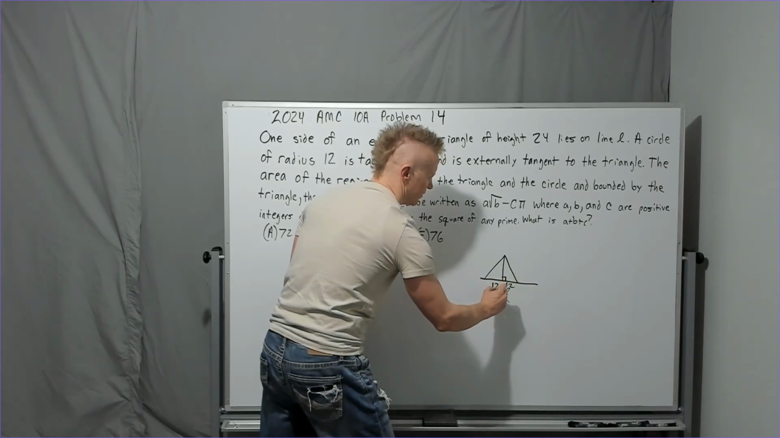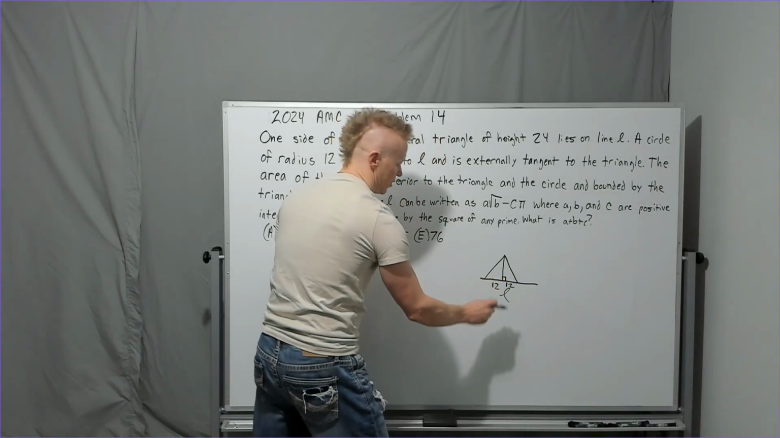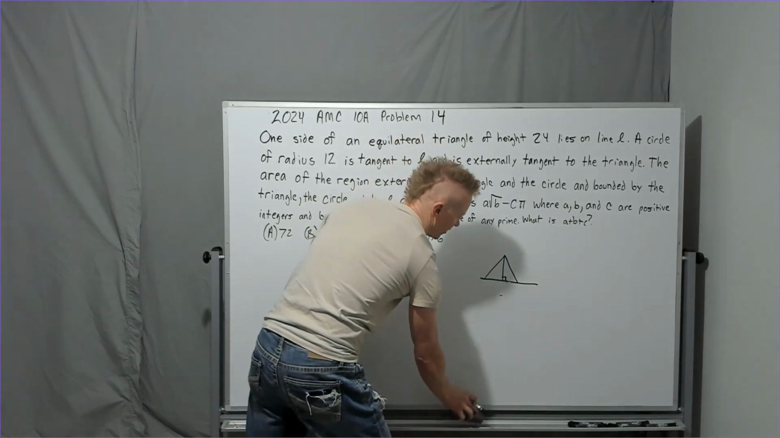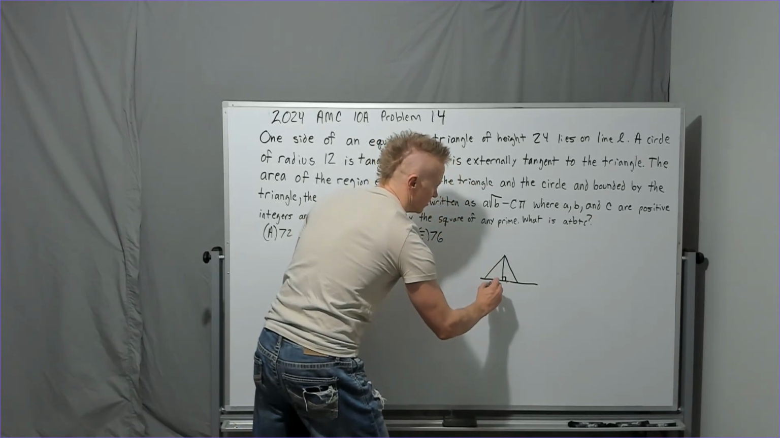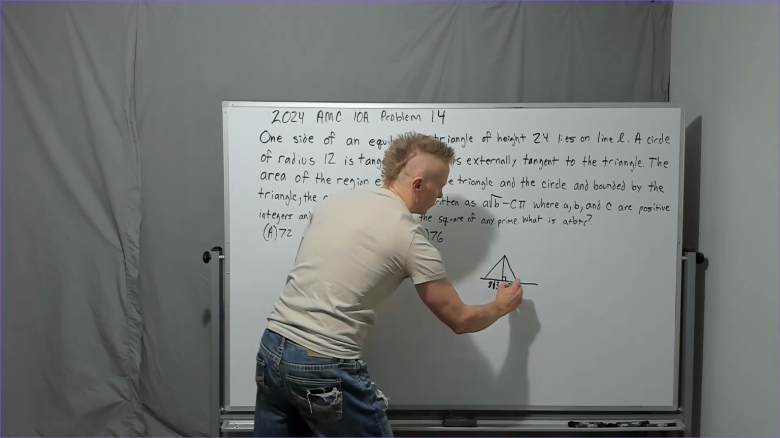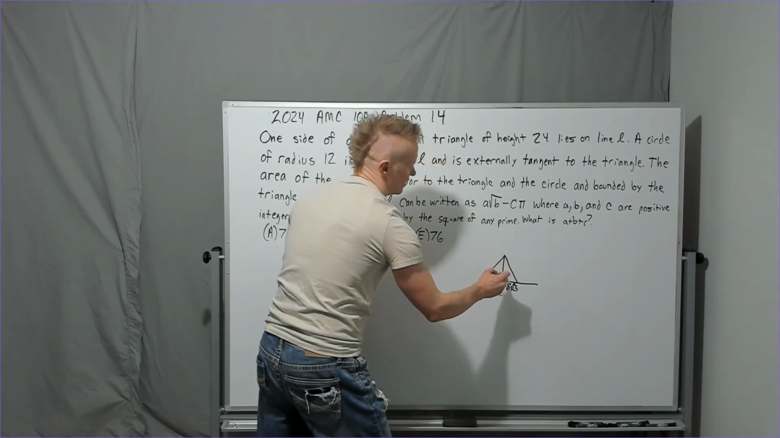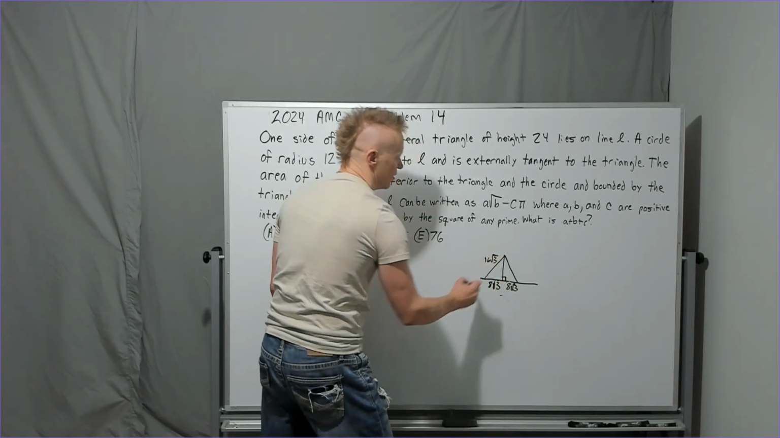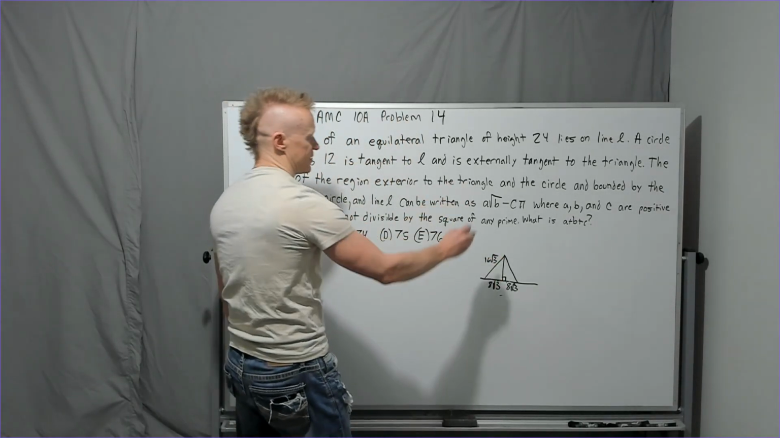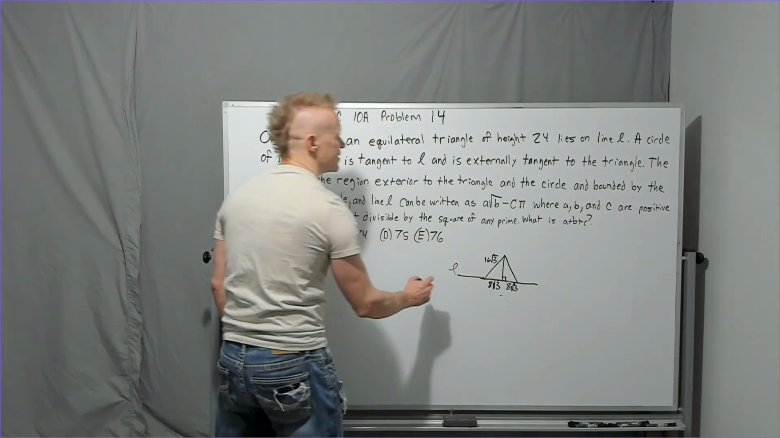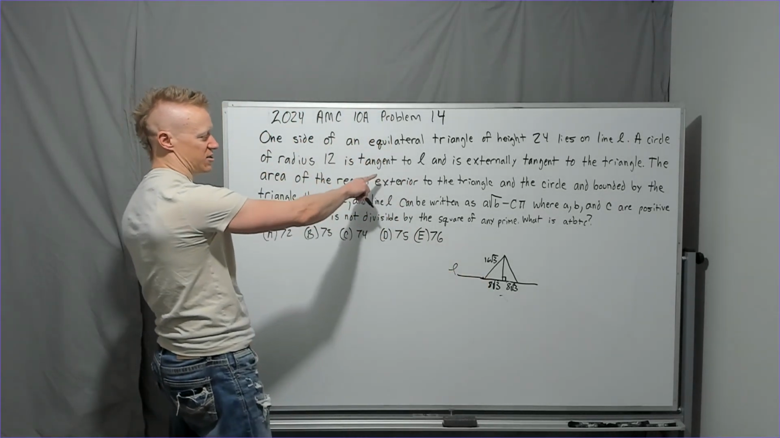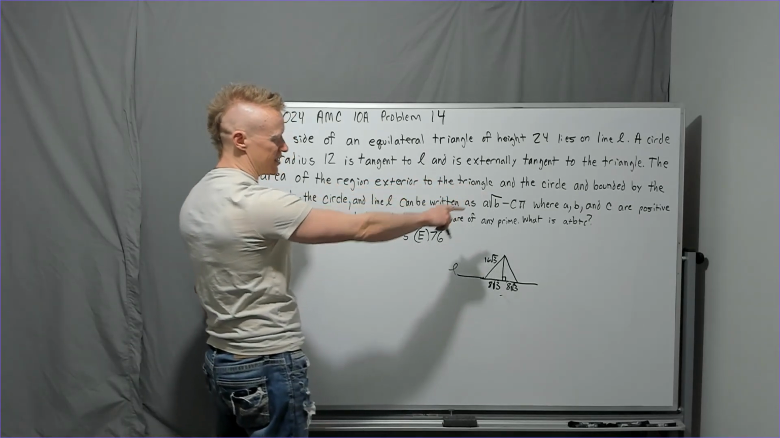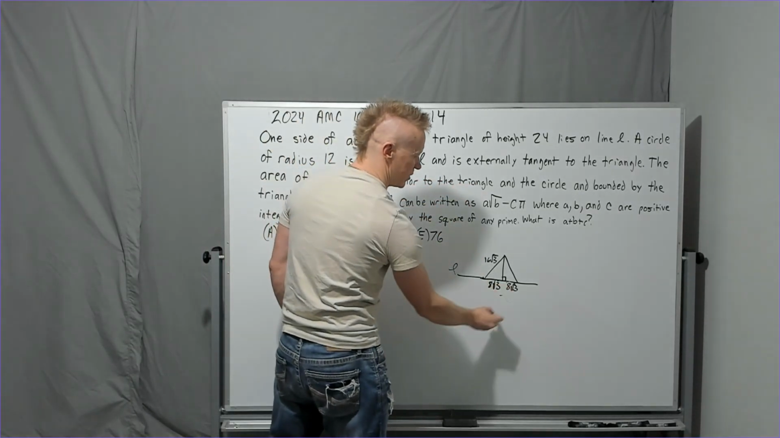This will be 12 and 12. No. You have to divide by root 3. Just kidding. So 24 over root 3 is 8 root 3 and 8 root 3. And then that is going to double to get 16 root 3 over here. Okay, then what? This is line L. And it says that a circle of radius 12 is tangent to L and is externally tangent to the triangle. Is it down below or over here?